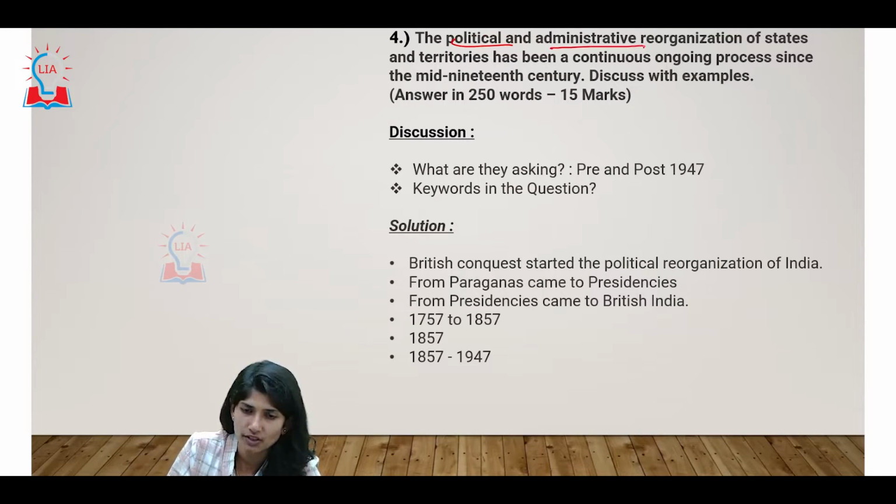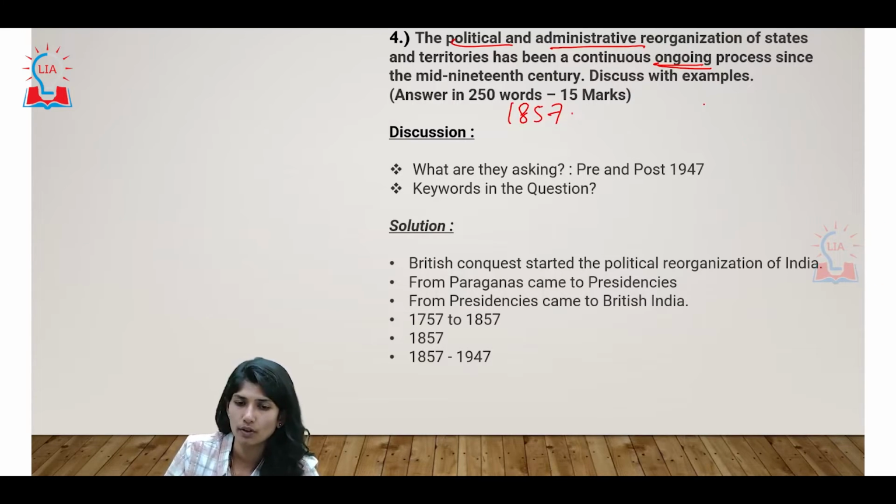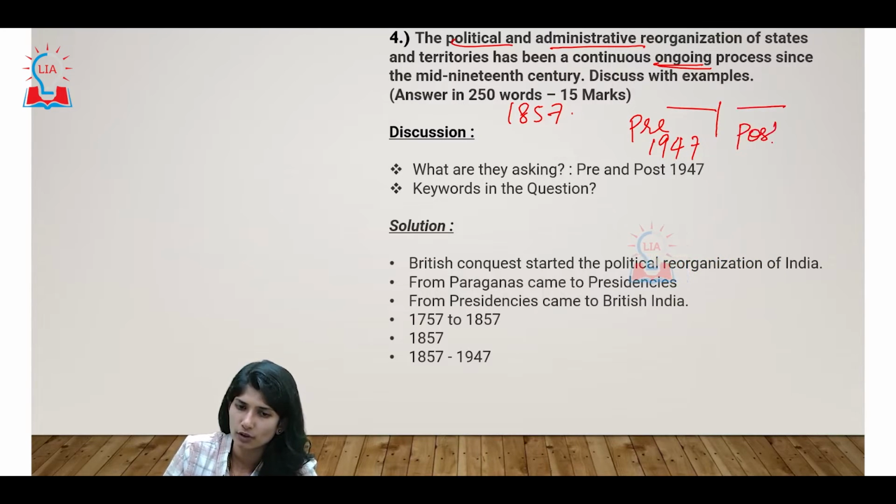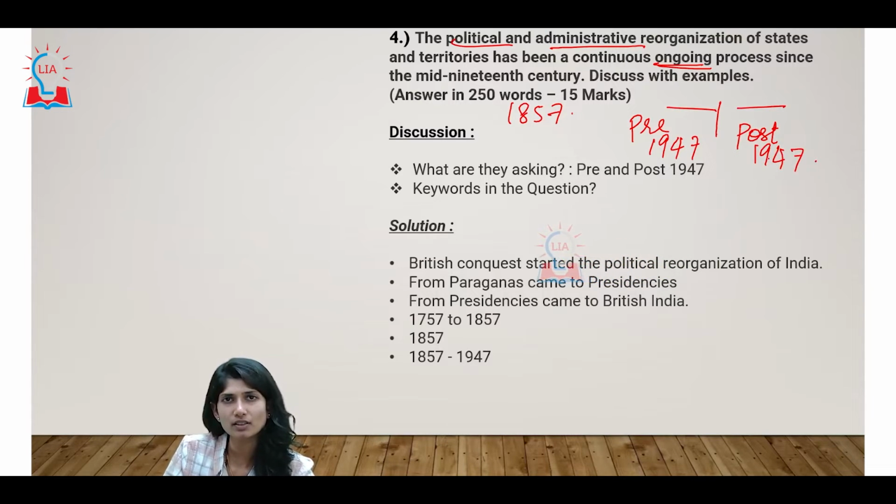Political and administrative reorganization of states and territories has been a continuous ongoing process since the mid-19th century, post year 1857. Look at the keyword here, ongoing, which means till now. Which means we can differentiate the scenario of India as pre-1947, or before freedom, and post-1947, after the freedom. Reorganization of states has been going on still recently. The Jammu and Kashmir state reorganization we did up until there, right?